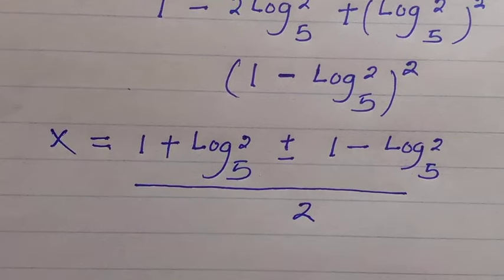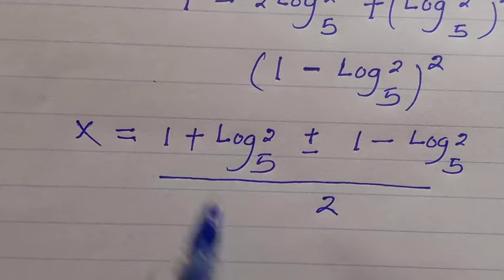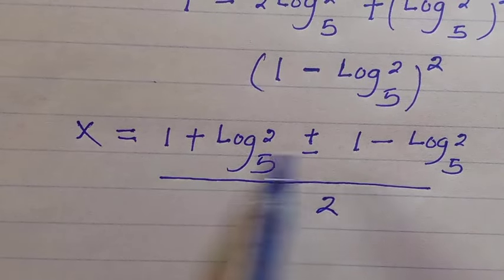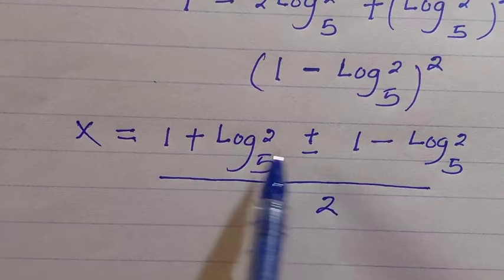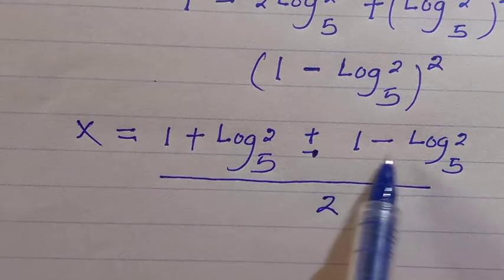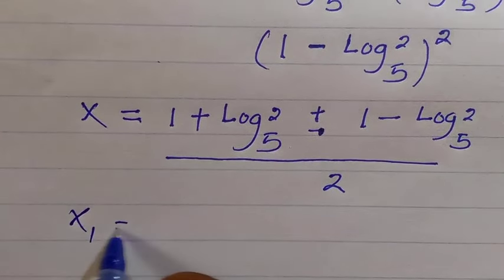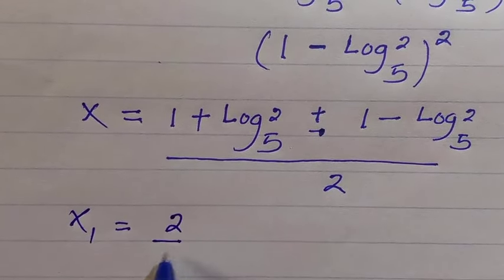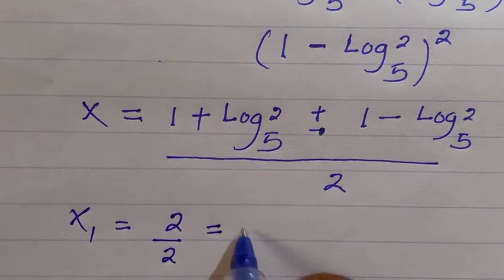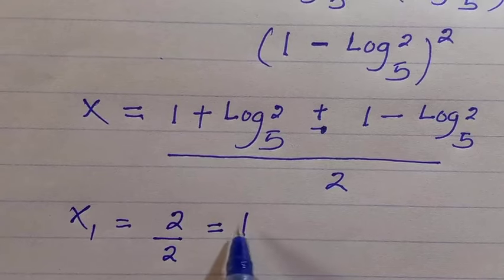Therefore, when we take the addition and subtraction of this, for the case of addition, 1 plus 1 will become 2, and log 2 base 5 minus log 2 base 5 becomes 0. So we have x1, which is 2 divided by 2, and everything equals 1. By inspection, x equals 1 is true for this equation.